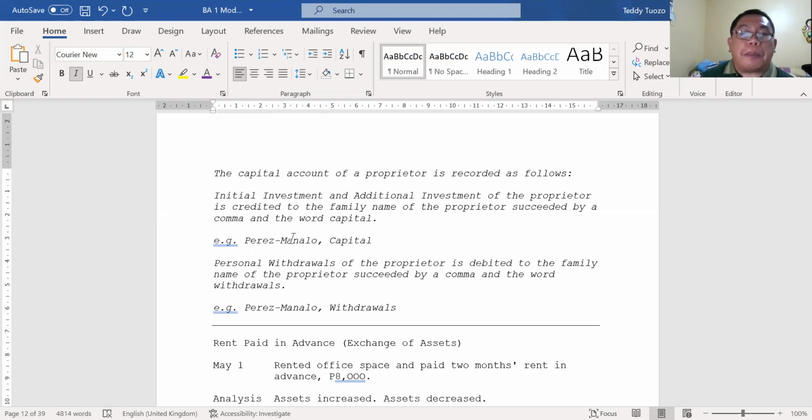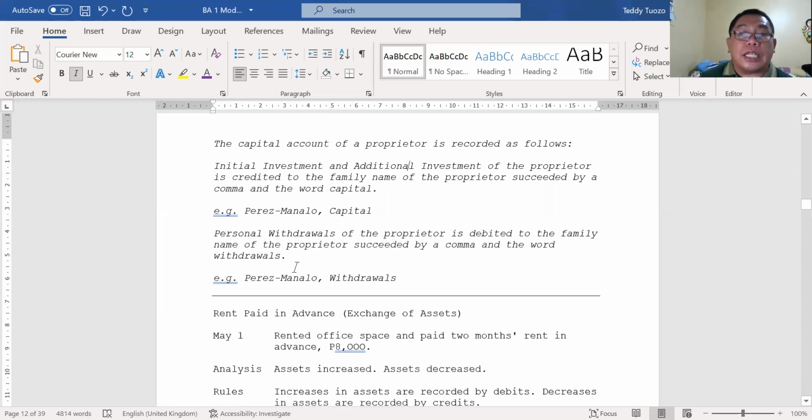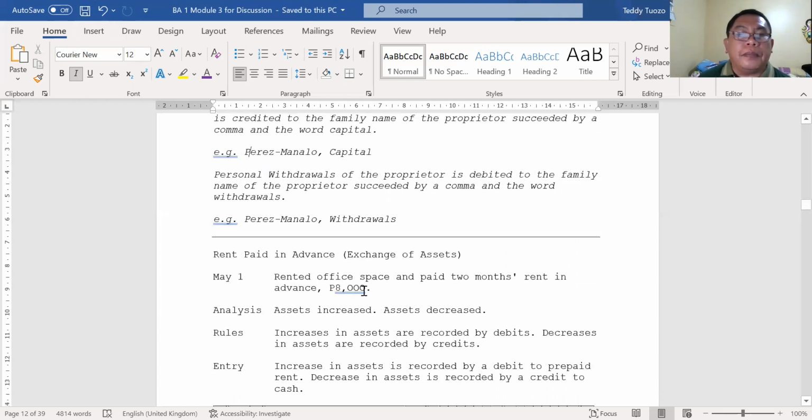Personal withdrawals of the proprietor is debited to the family name of the proprietor followed by a comma and the word withdrawals. It's always with S. Take note, not withdrawal, it is withdrawals. So Perez is still the family name: Perez Manalo, comma, then space, withdrawals. Take note again that the first letter of the account title is always in capital.